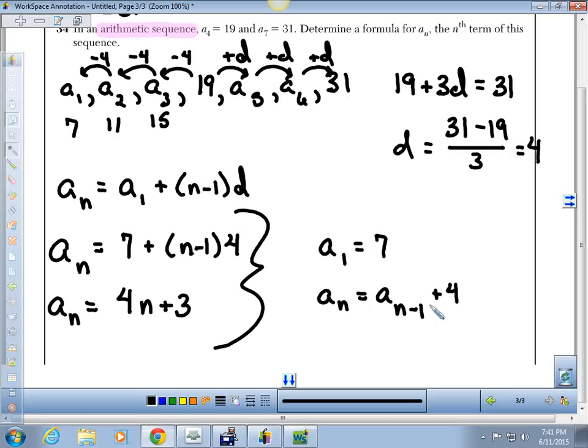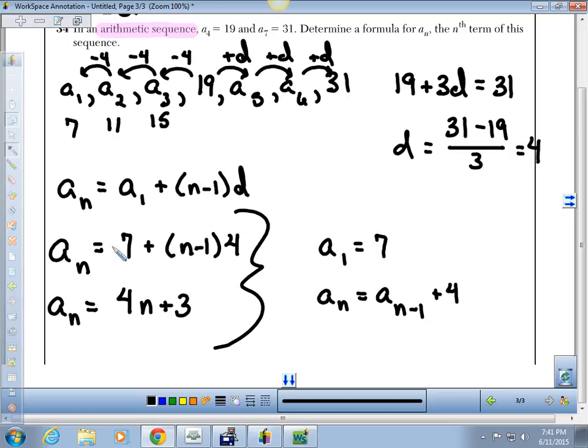Which is the best one, though? The recursive or the explicit? The explicit. Okay? What would happen over here if I wanted to find the 15th term? What would we have to do? We've got to find all the first 14 terms. If I wanted to find the 15th term over here, just replace n with 15 and we've got it. Okay. All right with that one, folks?